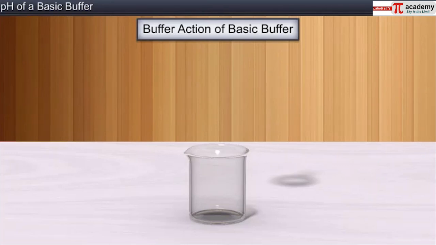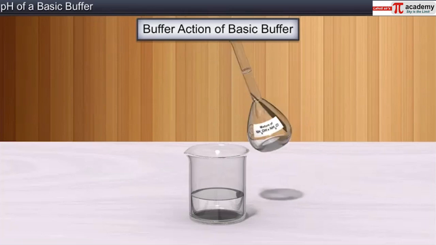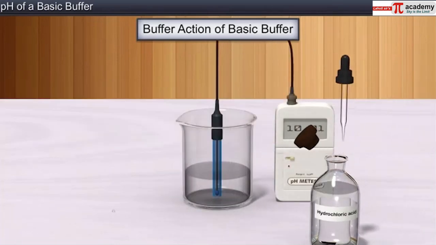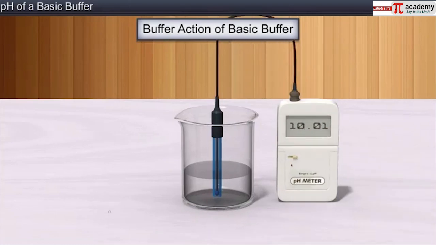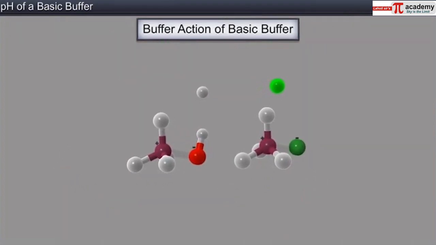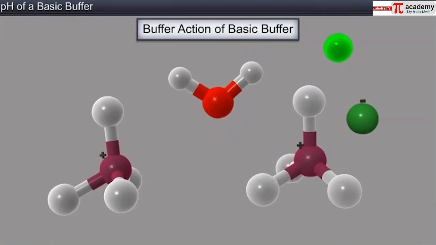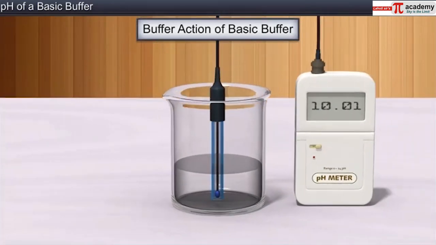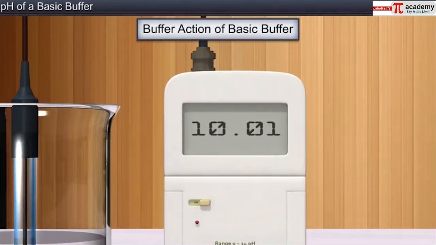Let's now study the buffer action of a basic buffer consisting of a mixture of ammonium hydroxide and ammonium chloride. If you add a few drops of hydrochloric acid to this mixture, hydrochloric acid, being a strong acid, will release hydrogen ions into the solution. The hydrogen ions react with the hydroxide ions in the mixture to form water molecules. Water does not alter the pH of the resulting solution. Thus, the addition of an acid to a basic buffer does not change its pH.